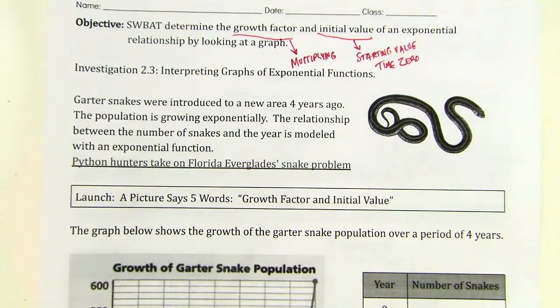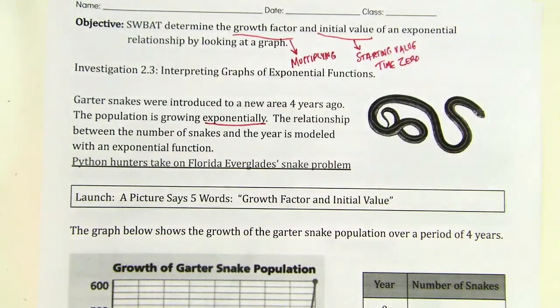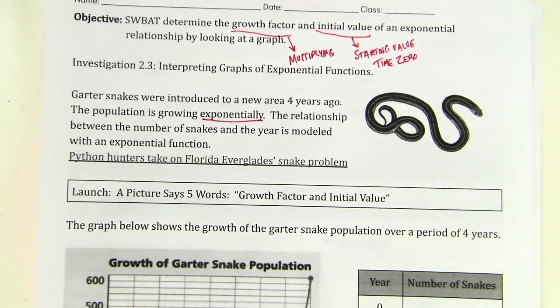The scenario is that garter snakes were introduced to a new area 4 years ago. The population is growing exponentially, which we know means that it's multiplying. The relationship between the number of snakes and the year is modeled with an exponential function. Function is just another word for an equation. So this is kind of like a real world scenario.